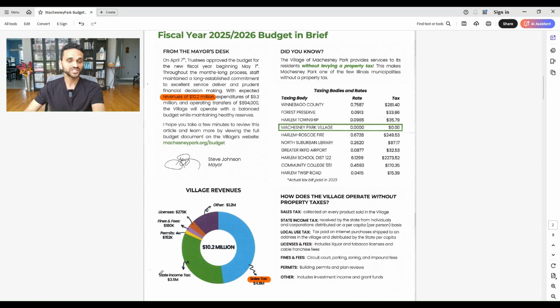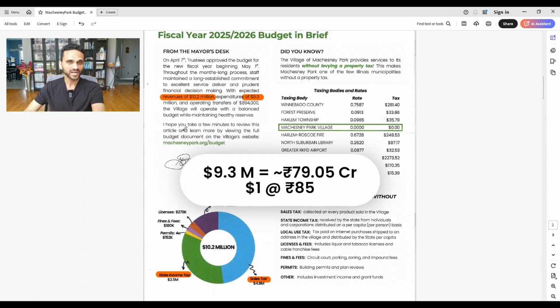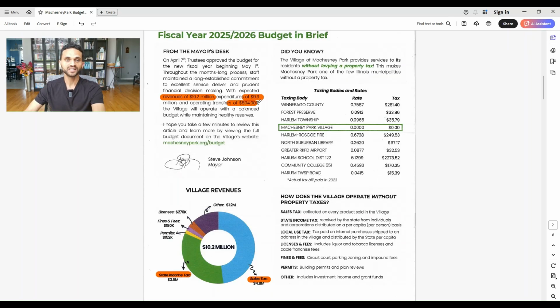Then the next major portion will come from state income tax. Machesney Park is in the state of Illinois. Illinois residents pay state income taxes and some portion comes back to Machesney Park. Then from permits, fines and fees, licenses and so on. Then the village plans to spend around $9 million. So not only are they running a balanced budget, they are setting aside some money for a rainy day fund at a village level. That is fascinating.